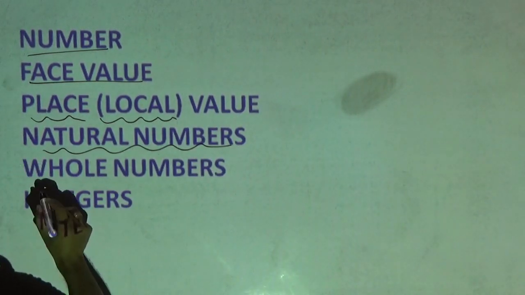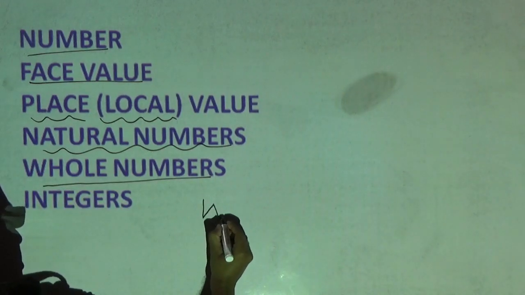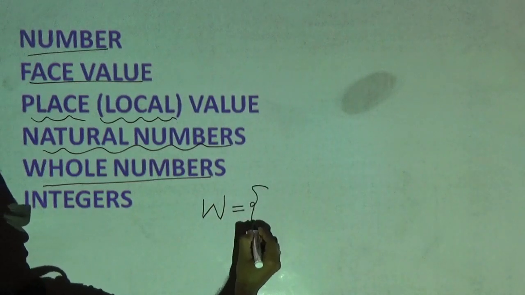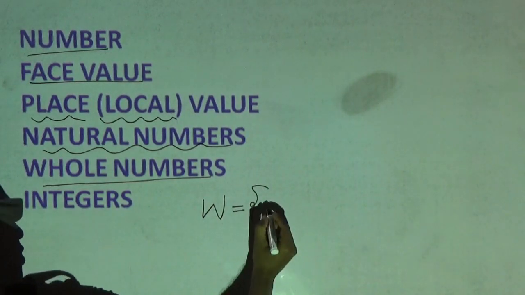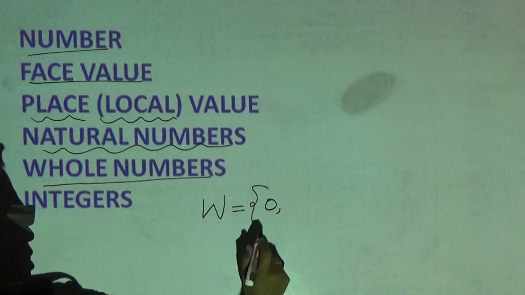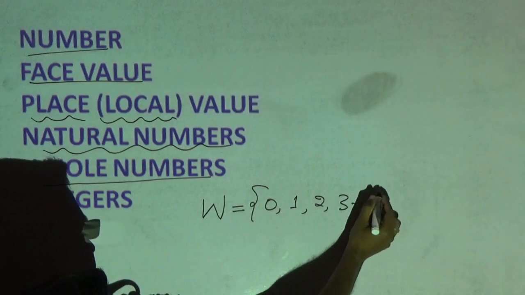The next concept is whole numbers. What do you mean by whole numbers? Whole numbers are represented by W. Counting numbers along with 0. Counting numbers along with 0 are called whole numbers. Okay, 0, 1, 2, 3 and so on are called what?